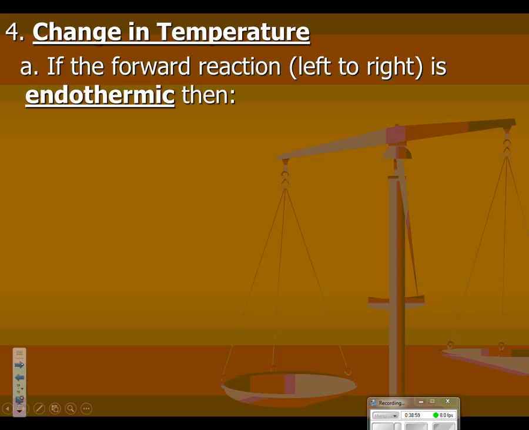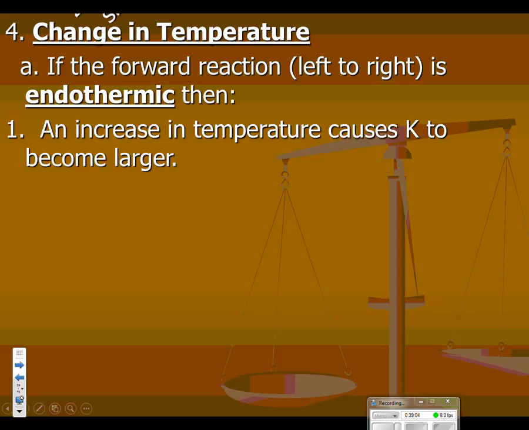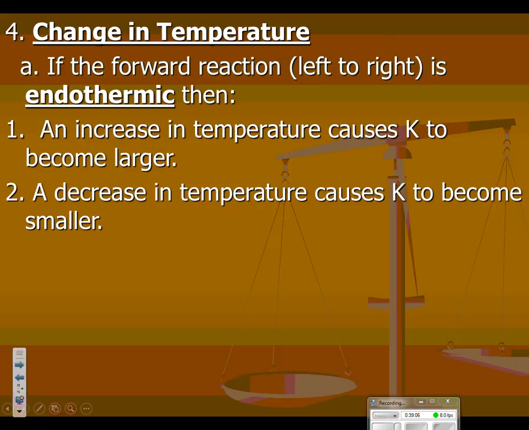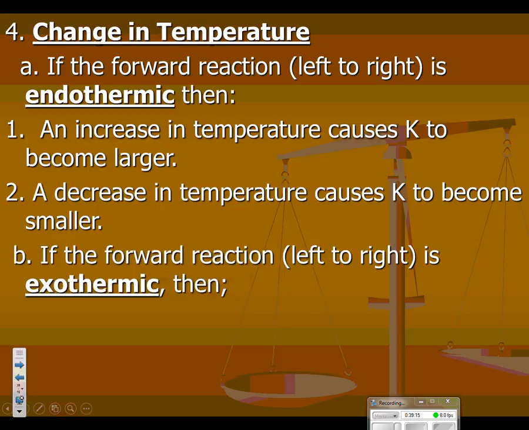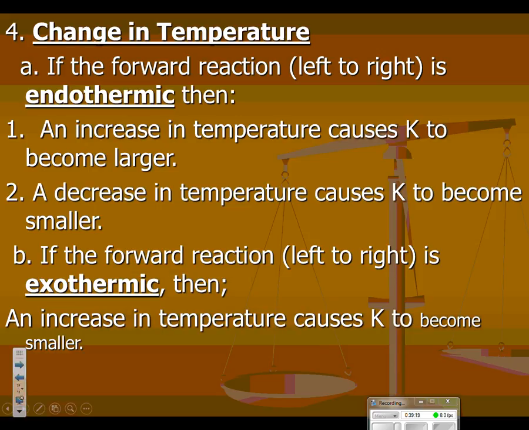Okay? So as long as you know, and delta H will tell you: if it's positive, I add it to the reactants. If it's negative, it's coming off the products. So that just tells you where heat goes. Okay? A decrease in the temperature does cause K to become smaller if you have an endothermic reaction. If you have an exothermic reaction, then an increase in temperature will cause K to become smaller.